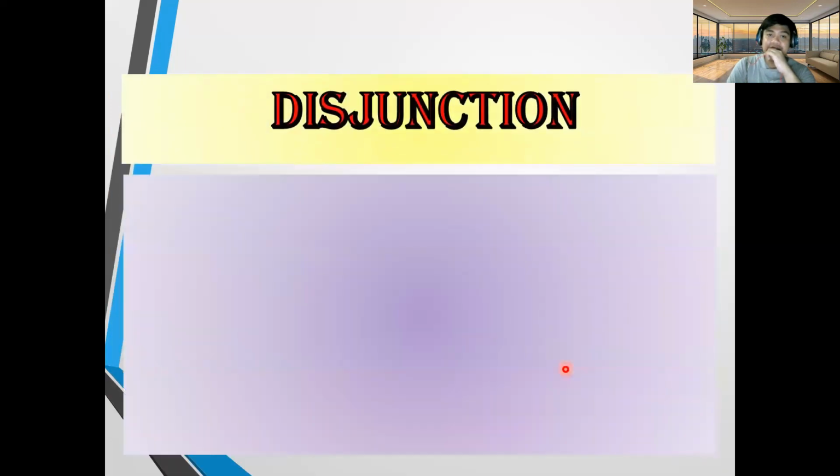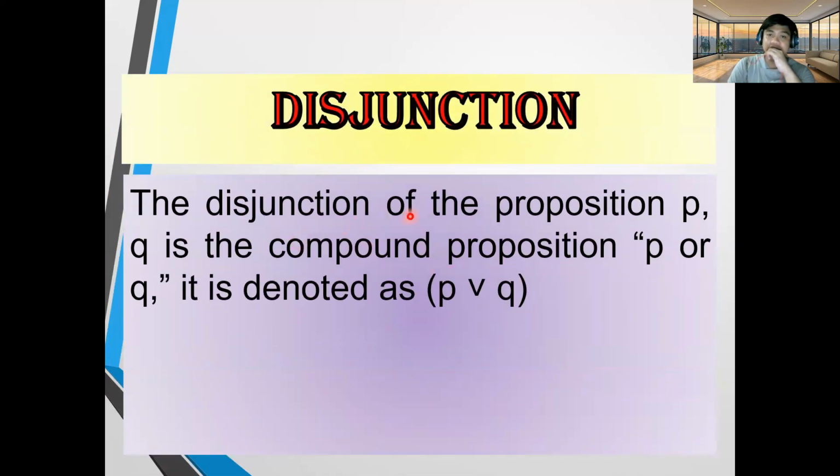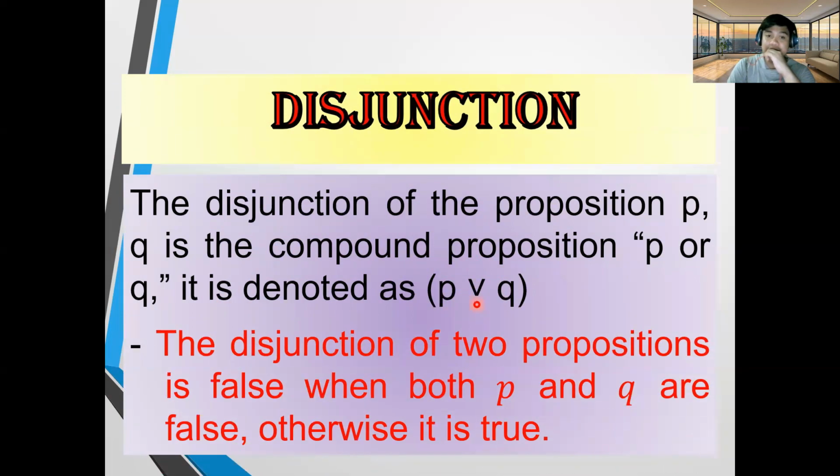For disjunction, the disjunction of propositions P and Q is the compound proposition P or Q. It is denoted as P or Q using this symbol. The disjunction of propositions is false only when both P and Q are false. Otherwise, it is true.